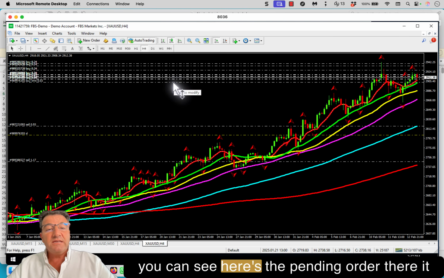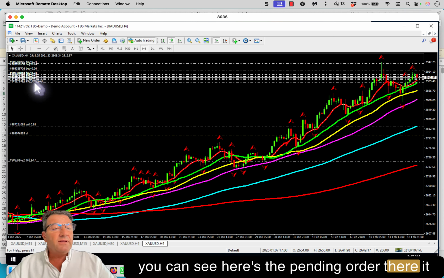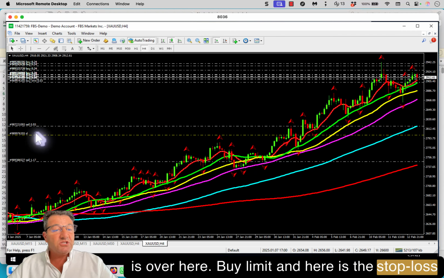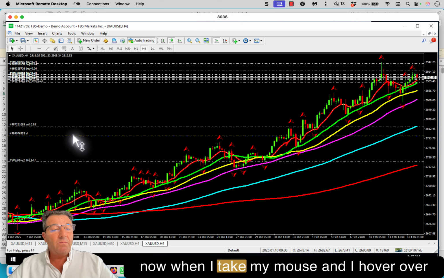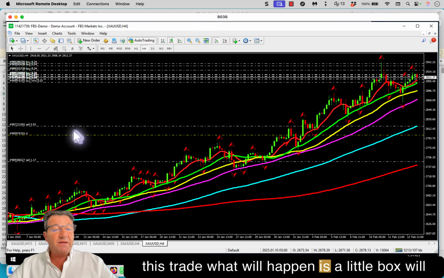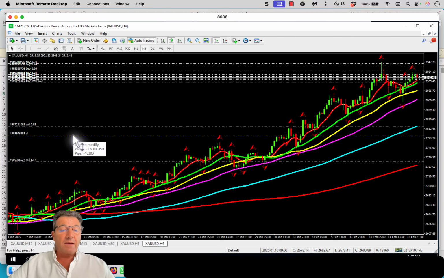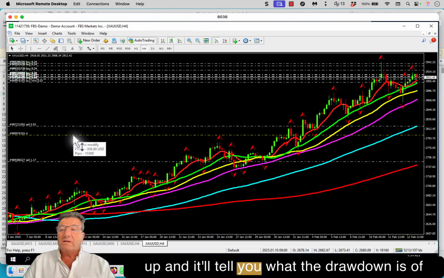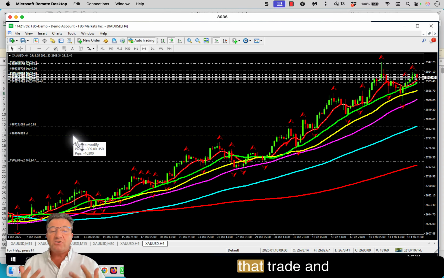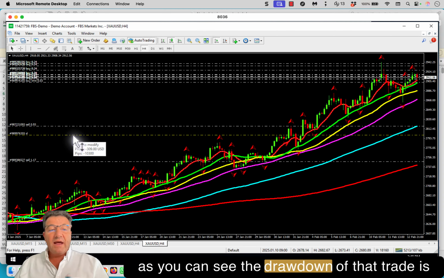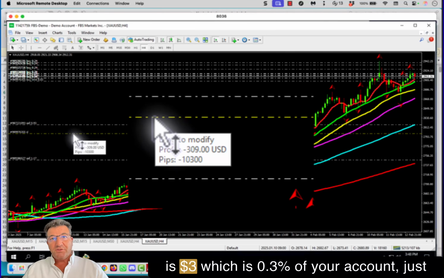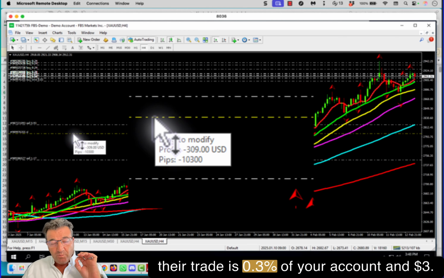There you can see the pending order over here, buy limit, and here is the stop loss. Now, when I hover my mouse over this trade, a little box will come up and tell you what the drawdown of that trade is. As you can see, the drawdown of that trade is $3, which is 0.3% of your account. Just that one trade is 0.3% of your account, or $3.